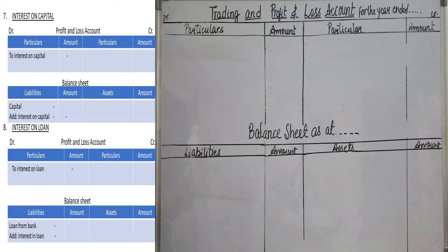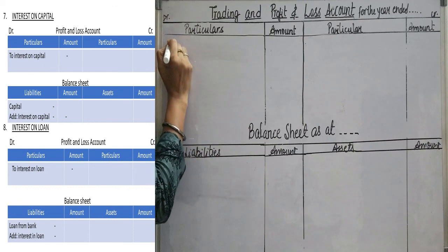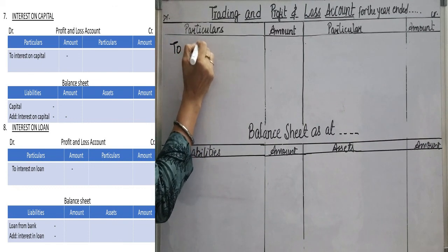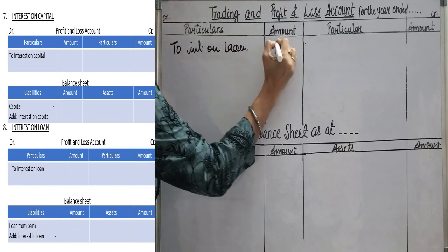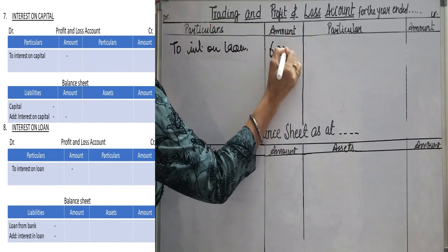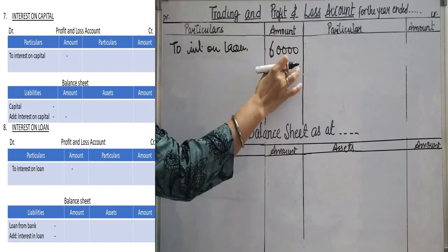Now again, 12% of rupees 5 lakhs comes to rupees 60,000. So the accounting treatment of this interest on loan: first, it will appear here on the debit side of the P&L account as interest on loan, 60,000, 12% of 5 lakhs.